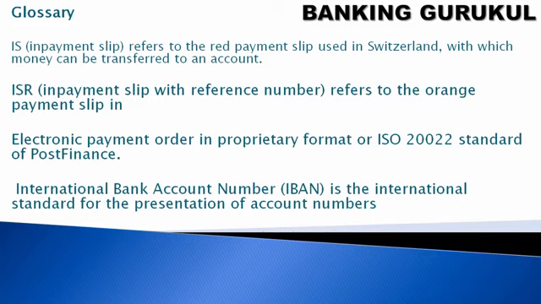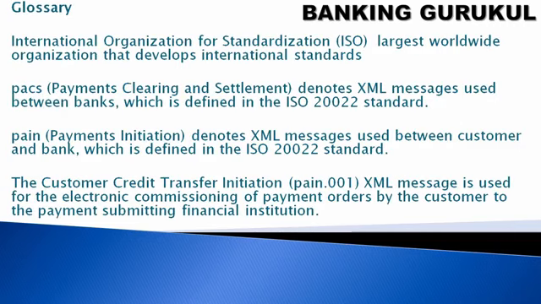IBAN, the International Bank Account Number, is the international standard for representation of account numbers. When you are transferring money across borders, IBAN is mandatory. ISO, the International Organization for Standardization, is a large worldwide organization that develops international standards. PACS, payments clearing and settlement, denotes XML messages used between banks, which are defined in the ISO 20022 standard. PAIN, payments initiation, denotes XML messages used between customer and bank, which are defined in the ISO 20022 standard.